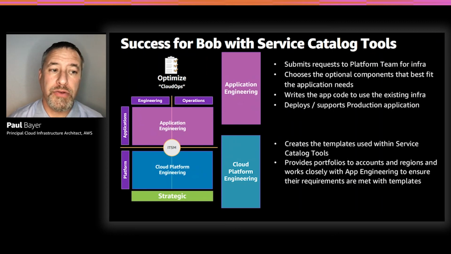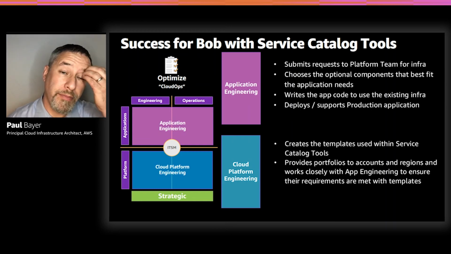With Service Catalog tools, in the second example with Bob, we look at the application engineering team first again. They submit a request to the platform team for infrastructure, but they would be able to choose from a menu of infrastructure that had already been created for what might best fit their needs. So they might be allowed to write that infrastructure code and submit it to the platform team.